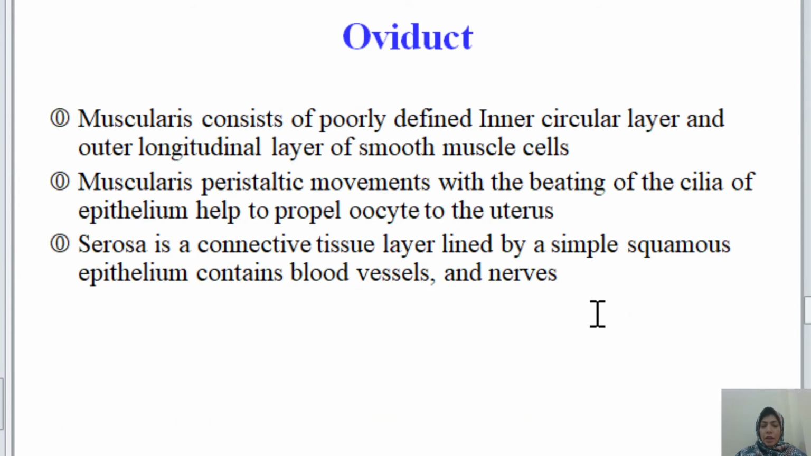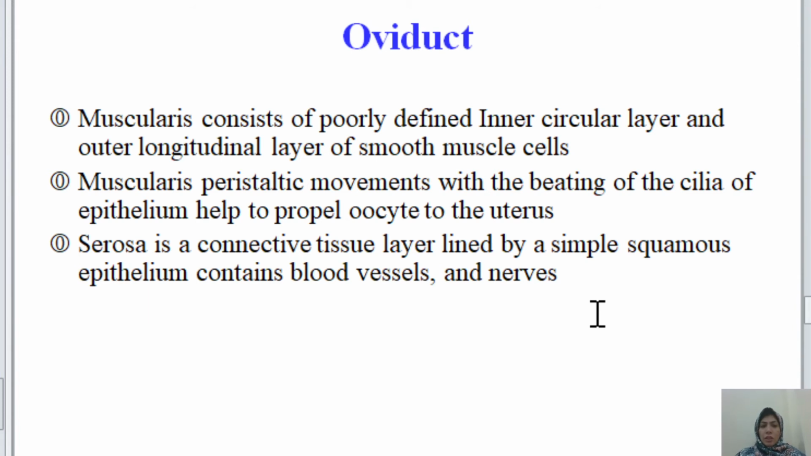The second layer of the oviduct is the muscularis. The muscularis consists of a poorly defined inner circular layer and an outer longitudinal layer of smooth muscle cells. Peristaltic movement of the muscularis, with the beating of the cilia of the epithelium, helps to propel the oocyte to the uterus. It means that the tube takes the egg, and because of this peristaltic movement, it helps to propel the oocyte to the uterus.